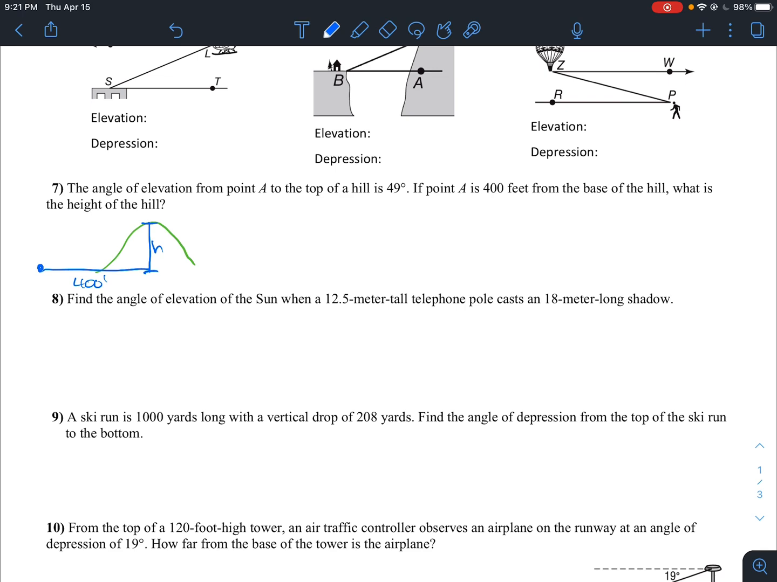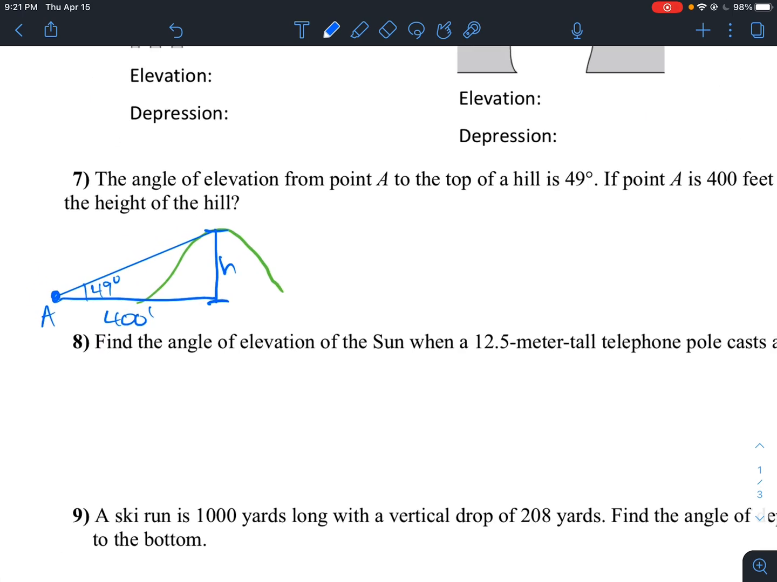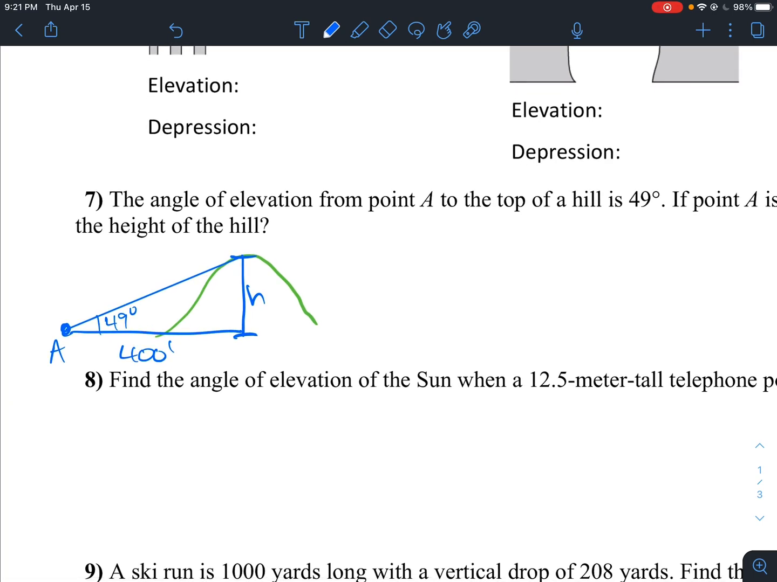So from here to here, this is the height. And we know that the angle of elevation from point A to the top of the hill is 49 degrees. Okay. Now that we have this set up, honestly, this isn't anything different than what we've been doing before. We've been working on these types of problems just without any context of a real-life application, right?